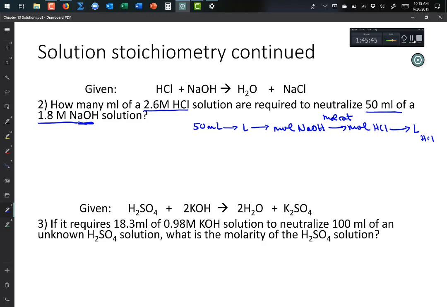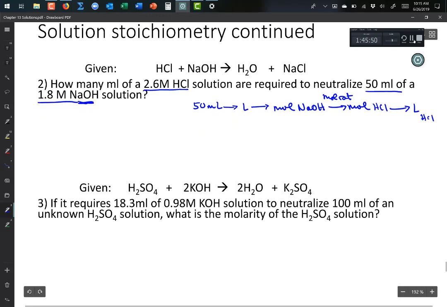So go ahead and do that one out. And if you want to, go ahead and do the next one out too. I'll draw the map out for that one. I'll start the map out for that one.